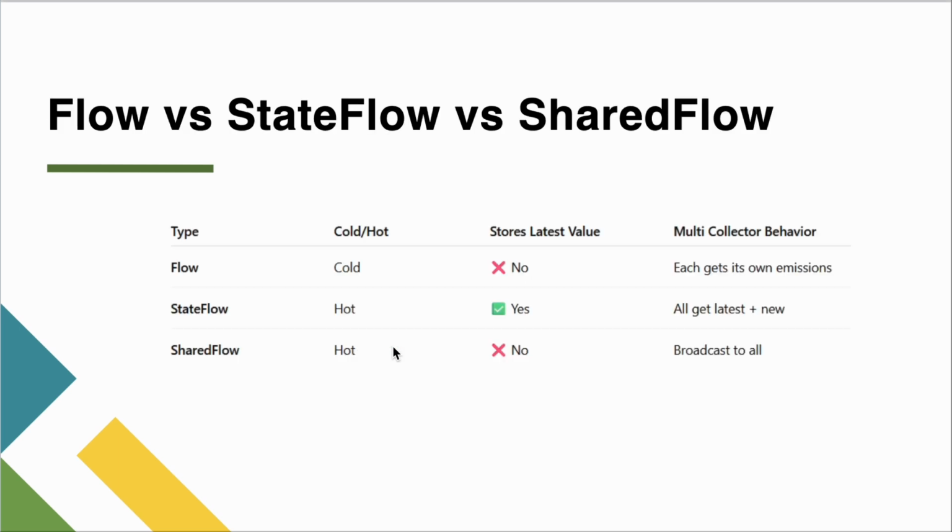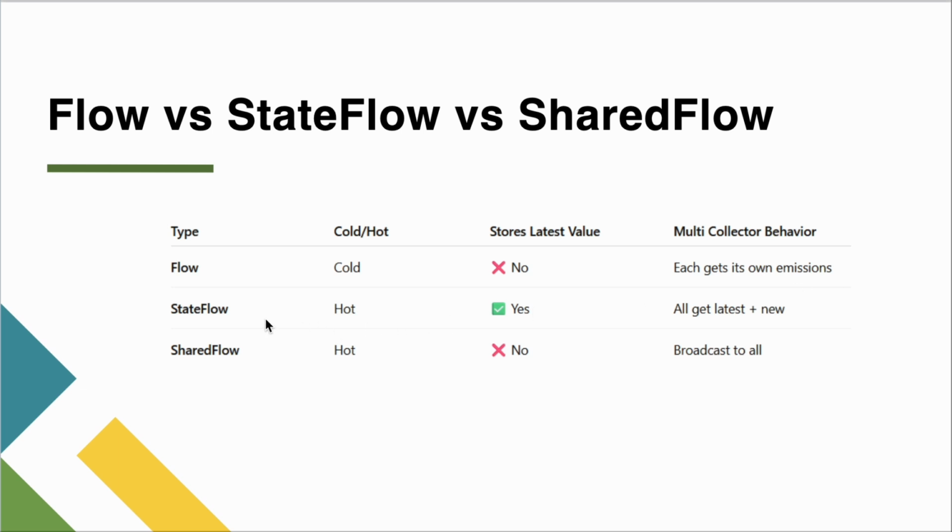Okay, so folks, this slide is basically your cheat sheet. If you really want to screenshot something, like you want to understand in a single shot, this is your cheat sheet. It covers the difference between Flow versus StateFlow versus SharedFlow. So these are the types, these are like what category it is. A Flow is a cold flow, which basically emits if there is a collector. It does not store any value. Each gets its own emissions.